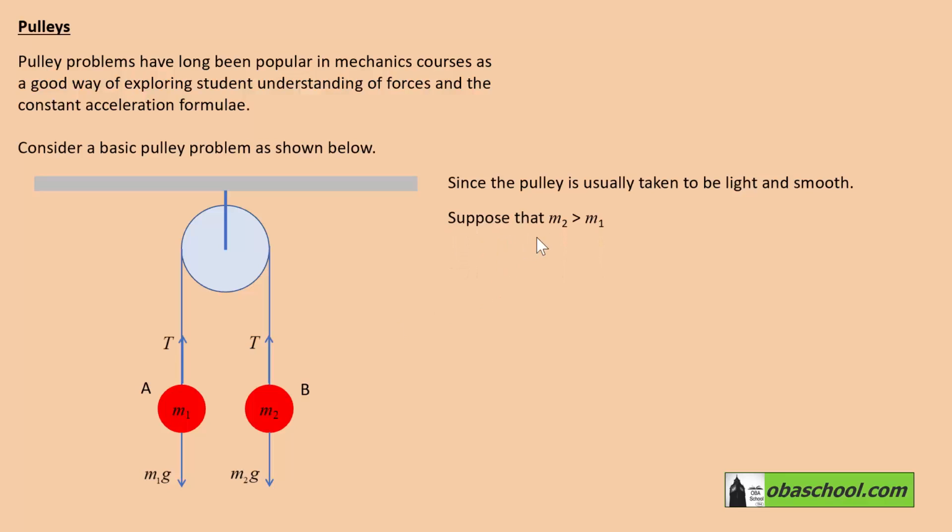Suppose that M2 is greater than M1, so this object is heavier. What's going to happen when we let go? It's going to accelerate so that this object accelerates downwards and it pulls this one upwards.